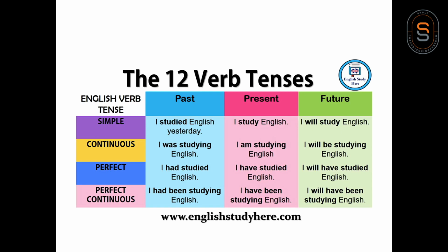And then the perfect. When you see perfect, you remember has, have, and had. The past perfect, I had studied. The present perfect, I have. And the future, I will have. And then the perfect continuous, past, I had been. Present, I have been. And future, I will have been studying.